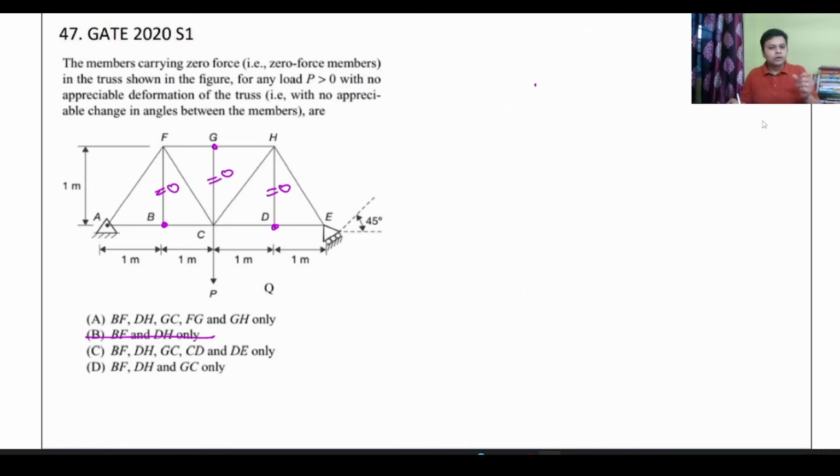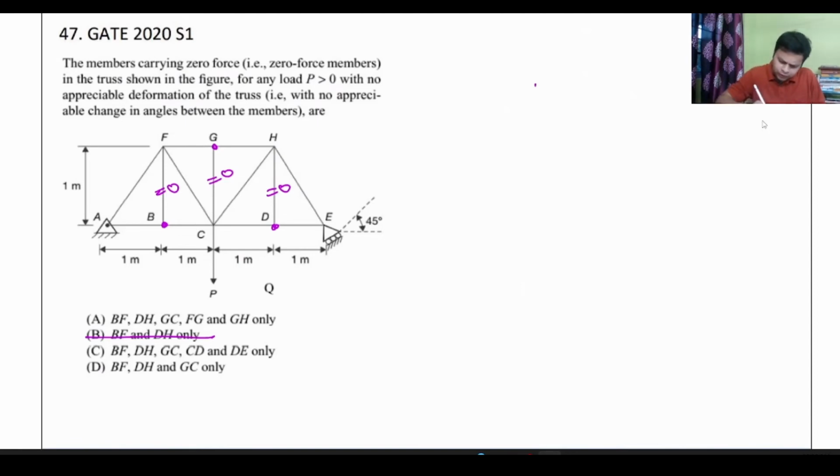Now whenever you get this kind of question, be a little bit cautious. I can easily mark option D as the answer because BF, DH and GC are 0. So it is very easy for me to mark the answer. But when there are one or two options, just try to be cautious, try to see if there could be more members where the force is 0.